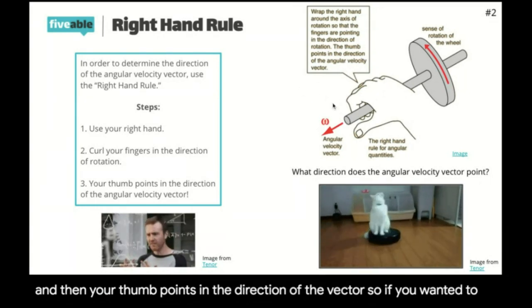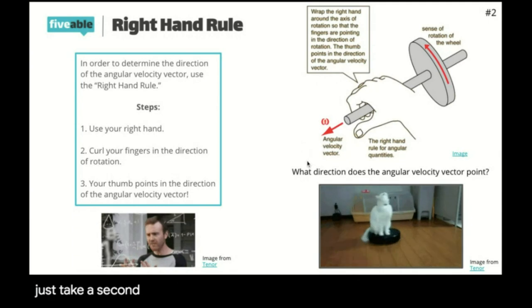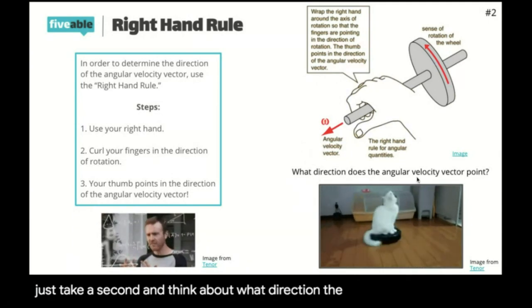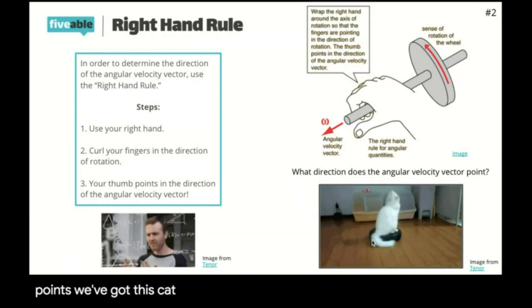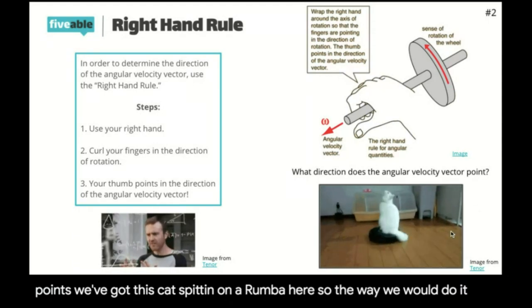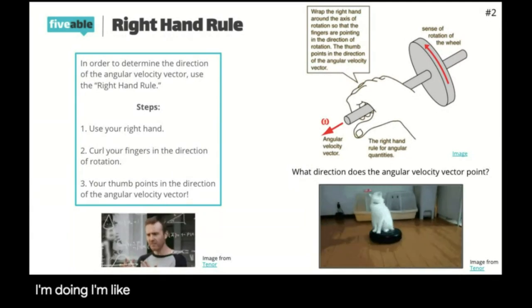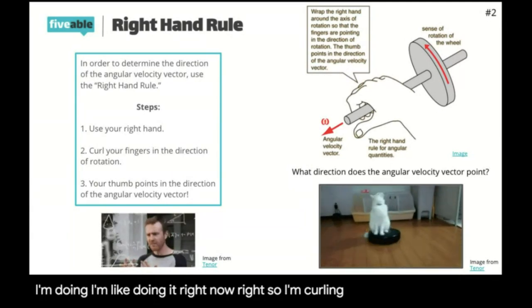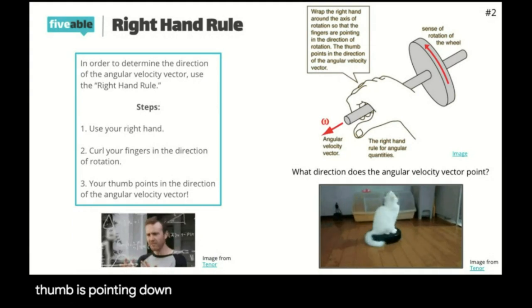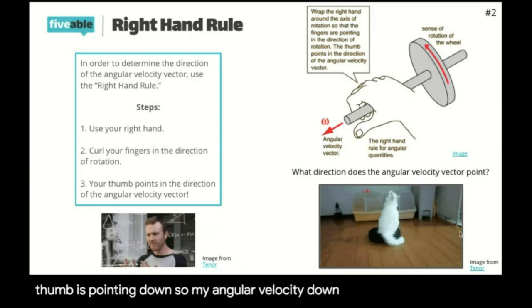So if you wanted to just take a second and think about what direction the angular velocity vector points. We've got this cat spinning on a Roomba here. So the way we would do it, right, is we would take our right hand, we take our fingers. You can't see me, but I'm doing it right now, right? So I'm curling, and my thumb is pointing down. So my angular velocity vector in that case is going to be pointing down. Great.